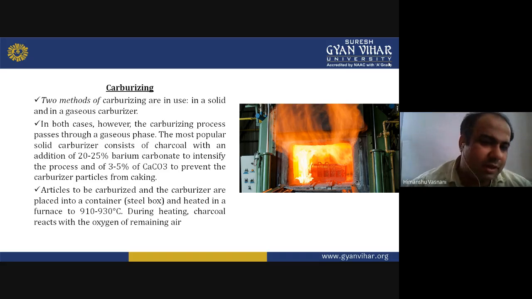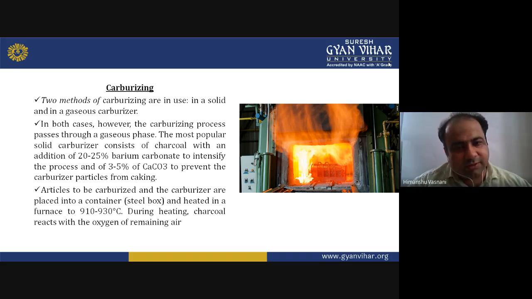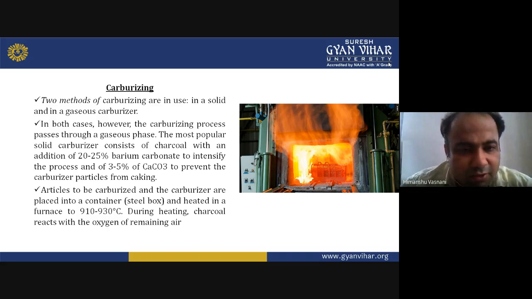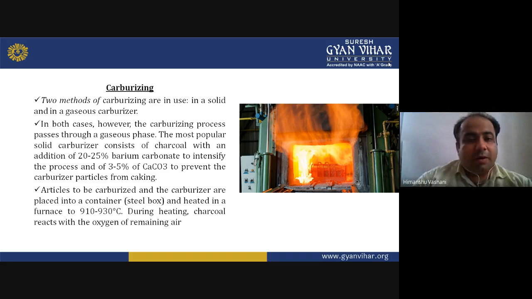In both cases, the carburizing process possesses a gaseous phase. The most popular solid carburizer consists of charcoal with an addition of 20-25% barium carbonate to intensify the process, and 3 to 5% of CaCO3 to prevent the carburizer particles from caking. Now see the precautions and care required for the carburizing process.